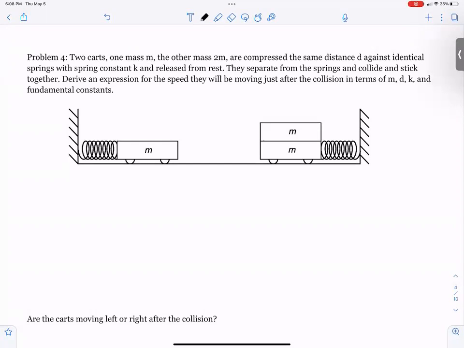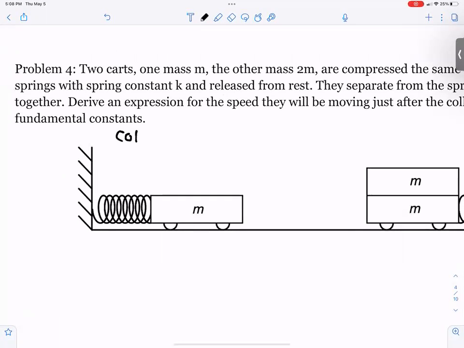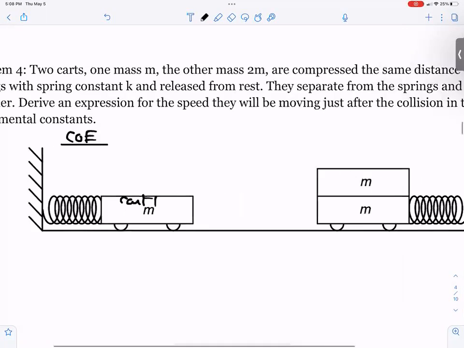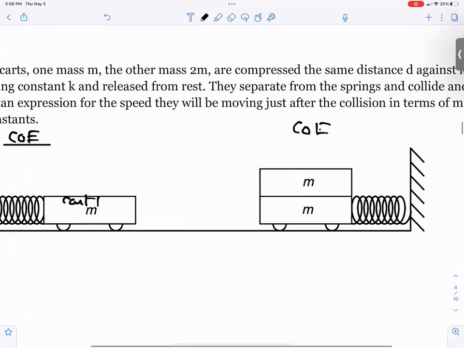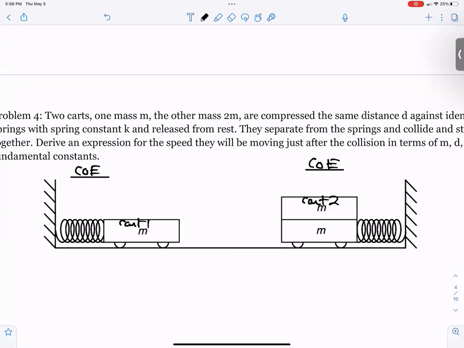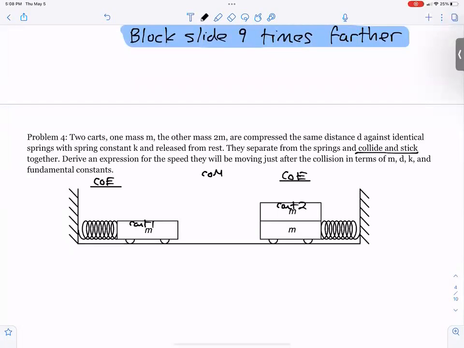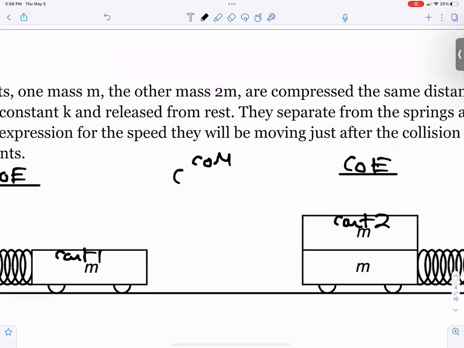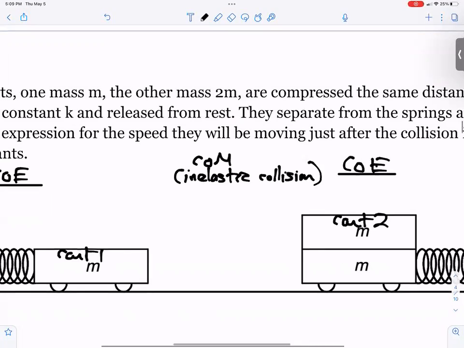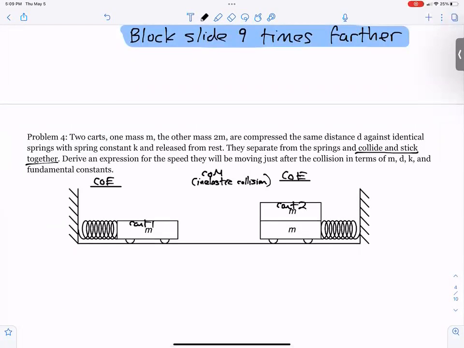One of the things I noticed right off the bat is that if both of them are spring loaded and launched, we have conservation of energy from cart 1, and we have conservation of energy from cart number 2. Now, when these carts meet in the middle, we're looking at conservation of momentum. They collide and stick together, so we're looking at an inelastic collision. Those would be the two concepts that immediately come to mind when starting problem number 4.